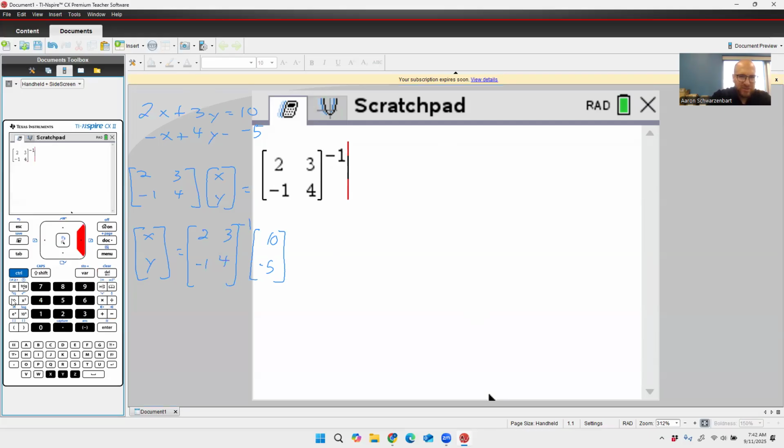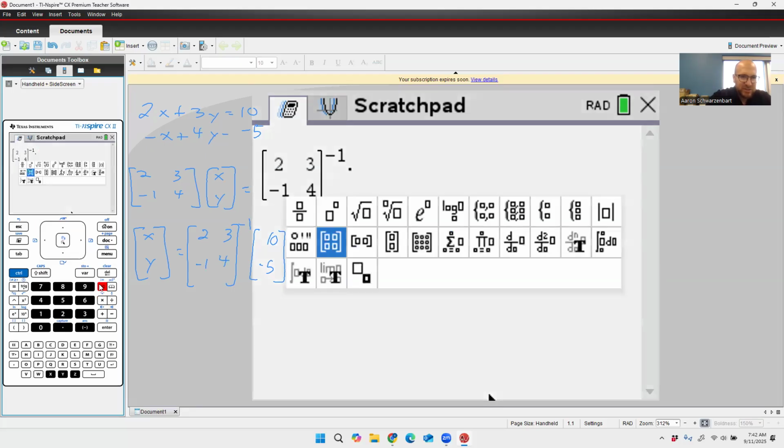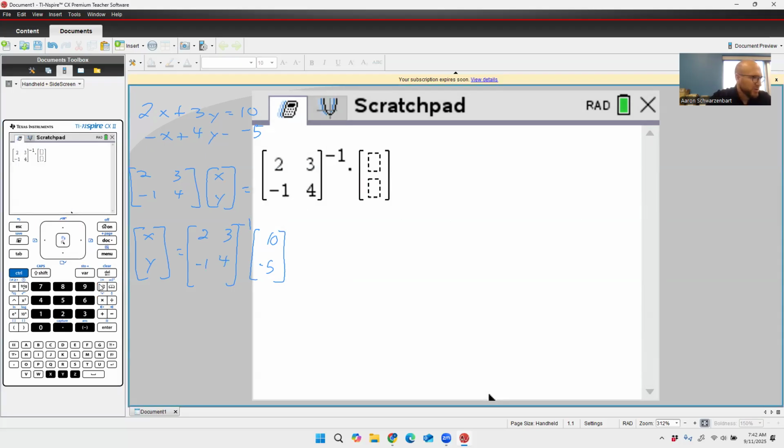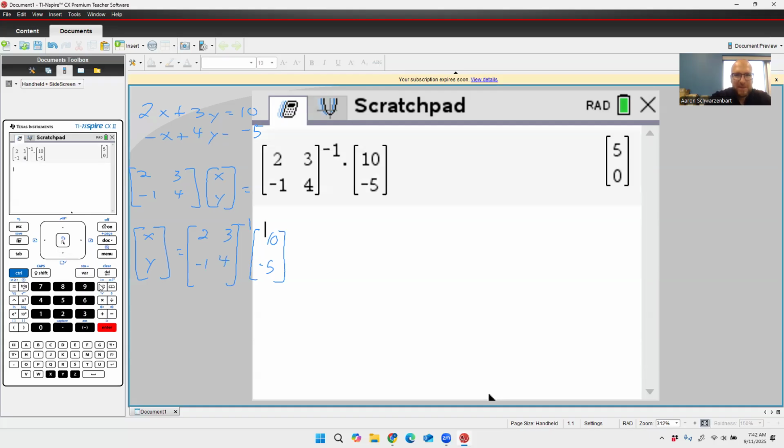It's not actually a power of negative 1. Now I need to do times another matrix. Well, here they have a nice 2x1. Showing you these because they're just a little faster and speed matters when you're doing a DP test. Looks like x is 5, y is 0. That's pretty nice, pretty quick.